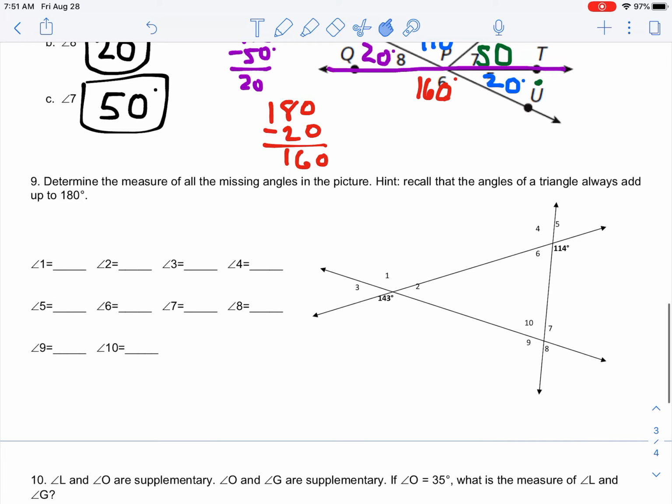All right, let's try this. This gives us a hint. It says a triangle will always add up to 180, so we might have to use that. All right, so here we go. Let's find some stuff. I'm going to start with angle 1. If this is 143, I know vertical angles are equal, so this is 143. So we got the first one.